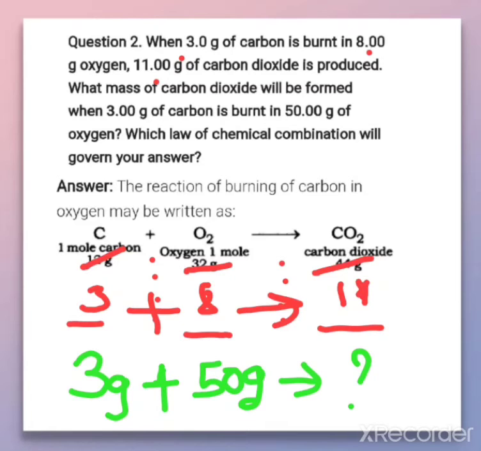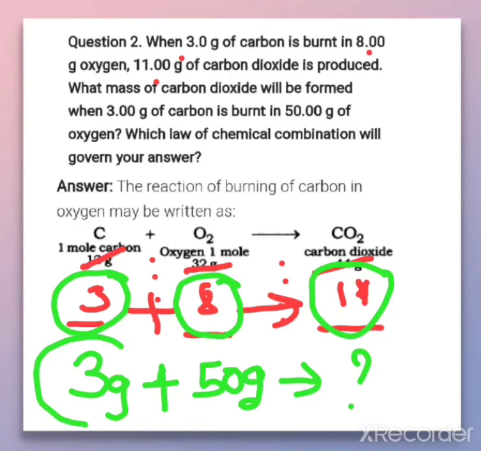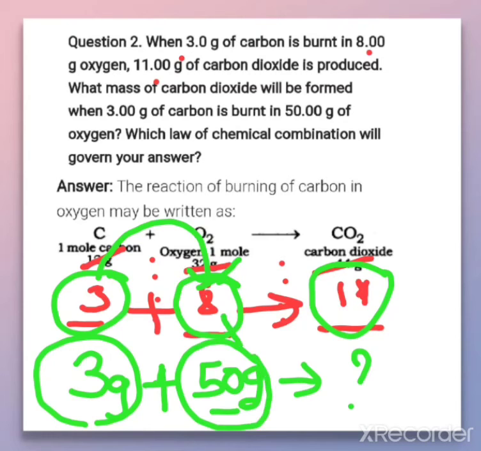When 3 gram is reacting with 8 gram, it gives rise to 11 gram. So can 3 gram react with 50 grams? No, because 3 gram of carbon can react with only 8 gram of oxygen. But here 50 gram is given, so that means it does not all react. Only the 3 gram can react with the 8 gram. So from 50, how much is remaining now? That is 50 minus 8, 42 is remaining.